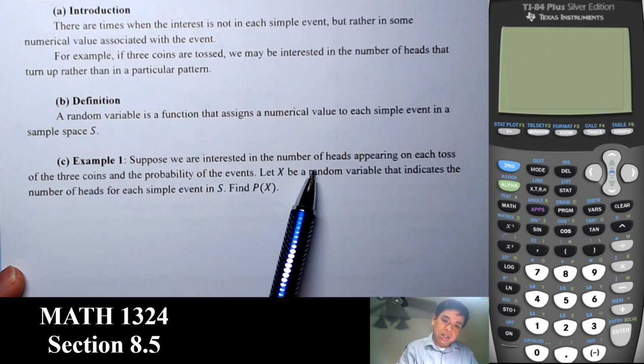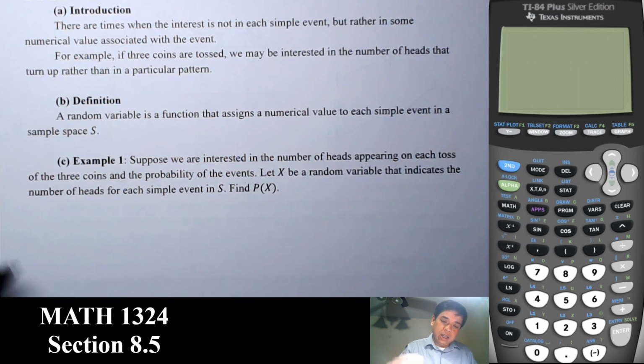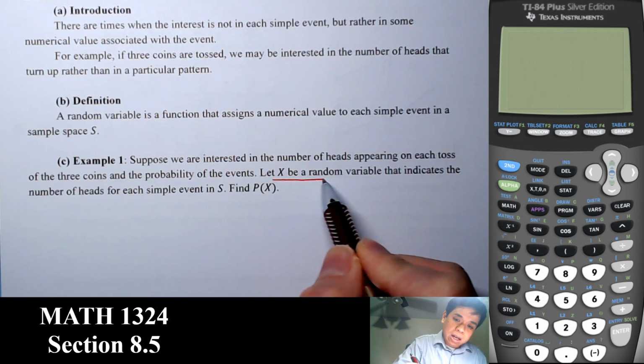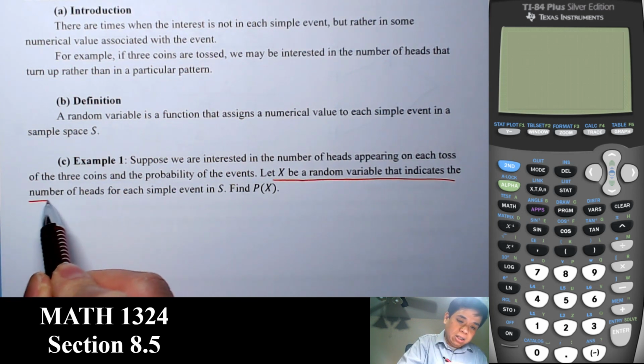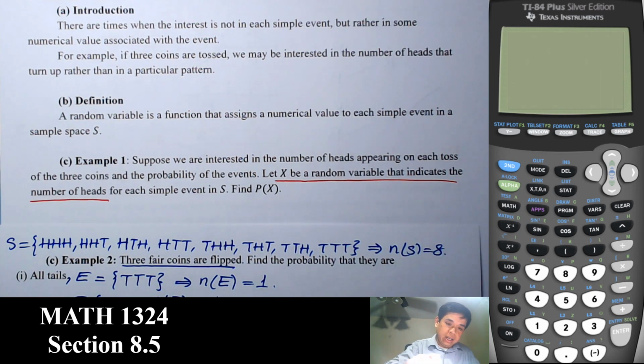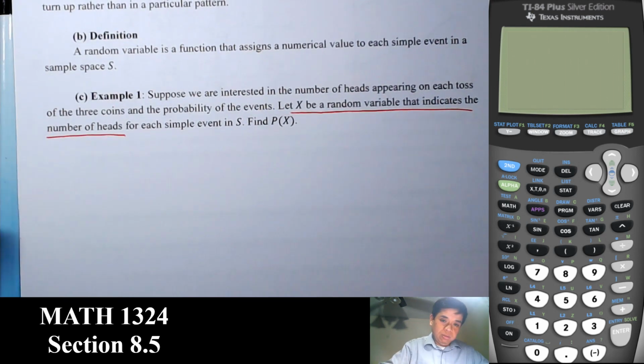Suppose that we are interested in the number of heads that appear on each toss of 3 coins and the probability of the event. Let x be the number that indicates the number of heads in that experiment. Find the probability of x. So once again, let's write down the case from the previous example where we have 3 coins.